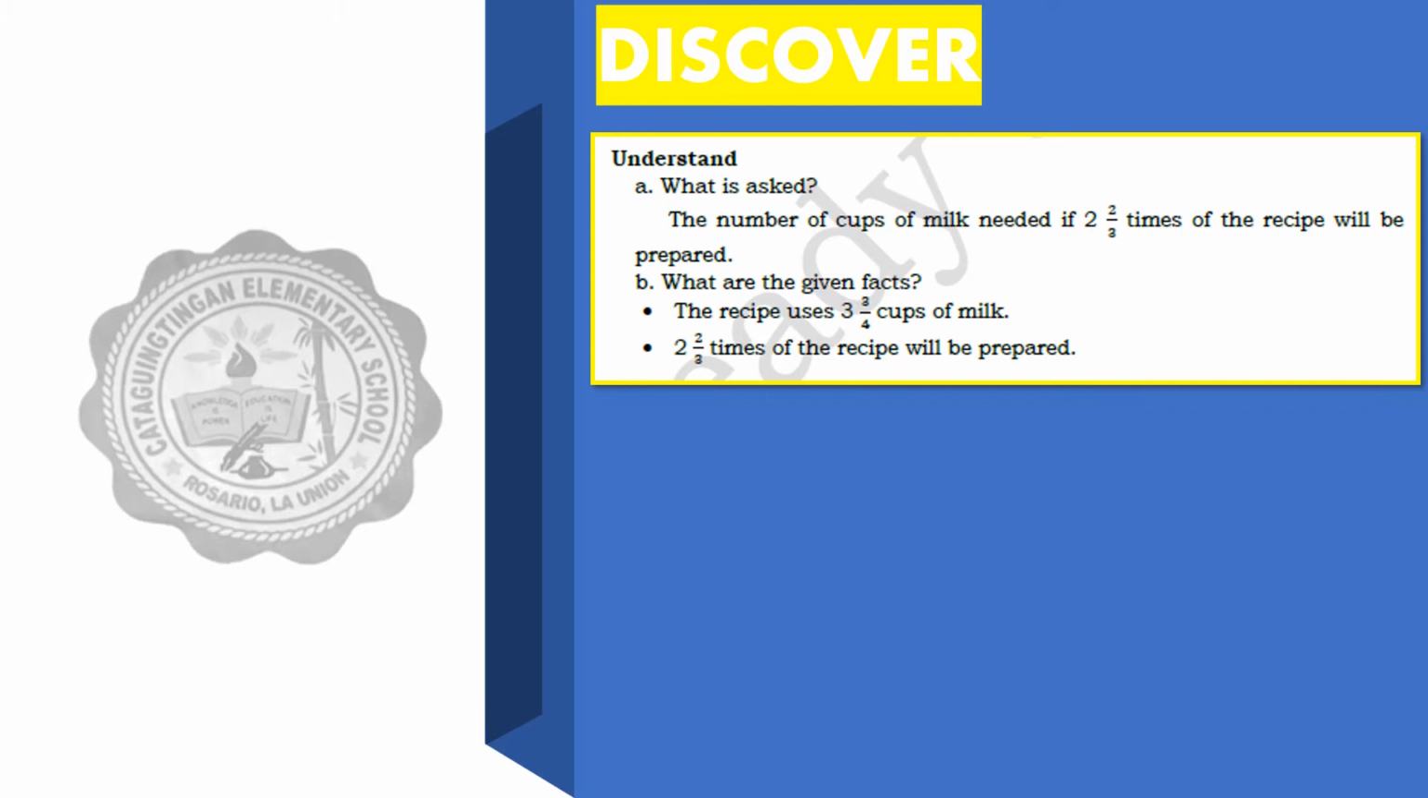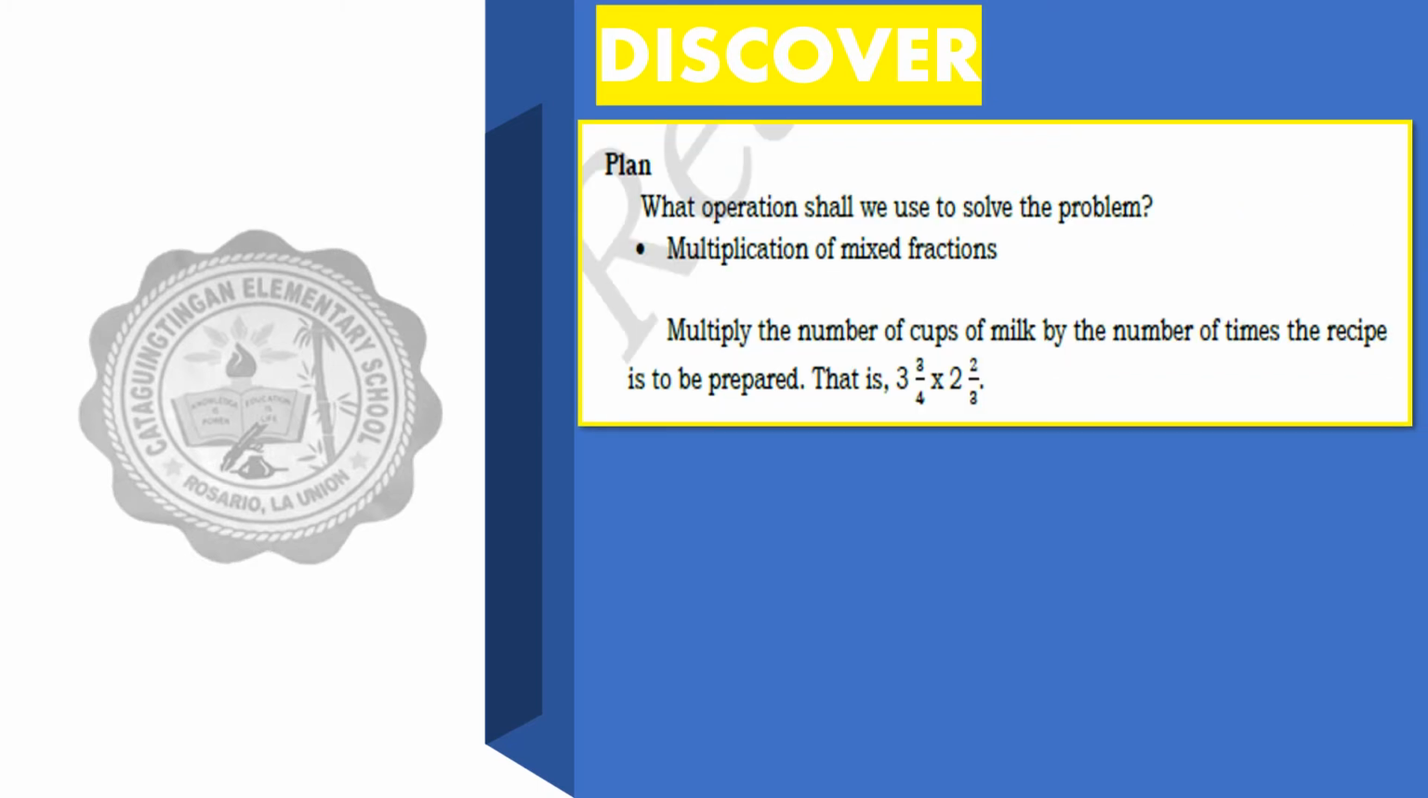What are the given facts? Given facts are yung mga numbers na kakailanganin natin sa pagsusolve. The recipe uses 3 3/4 cups of milk. 2 2/3 times of the recipe will be prepared. So, yan yung mga nasa understand na step ng problem. Next step in solving problem is the plan.